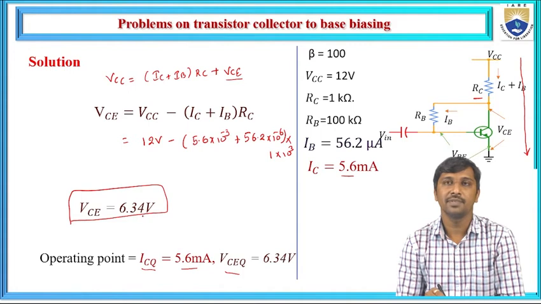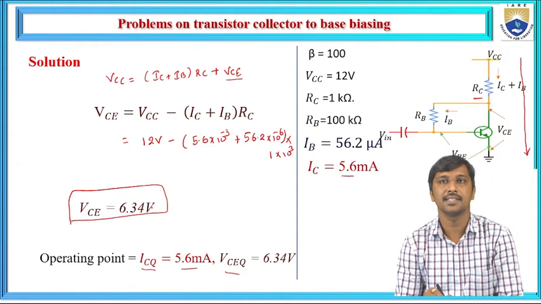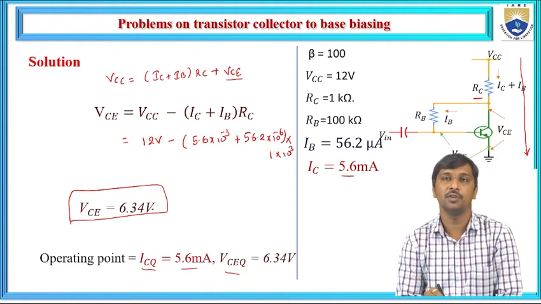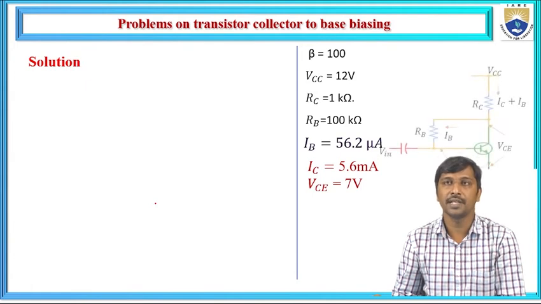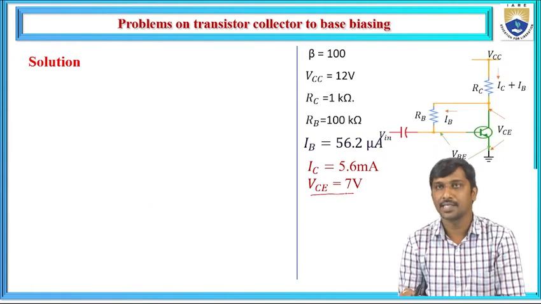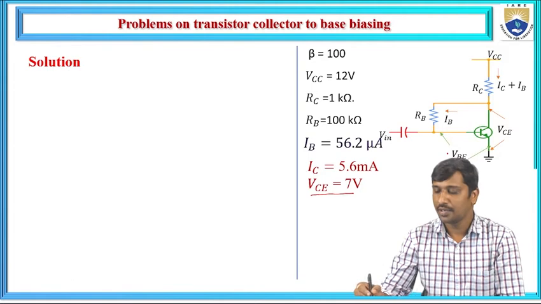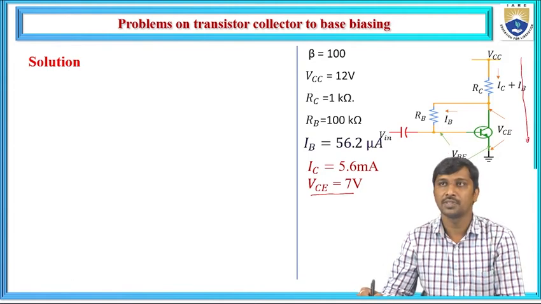So in the given problem statement, VCE is changed from 6.3 volts to 7 volts. If VCE changes from 6.3 volts to 7 volts, how much base resistance is required? That we need to find out. So for this case, I am going to consider VCE as 7 volts. Hence, again you can apply KVL at the output side.